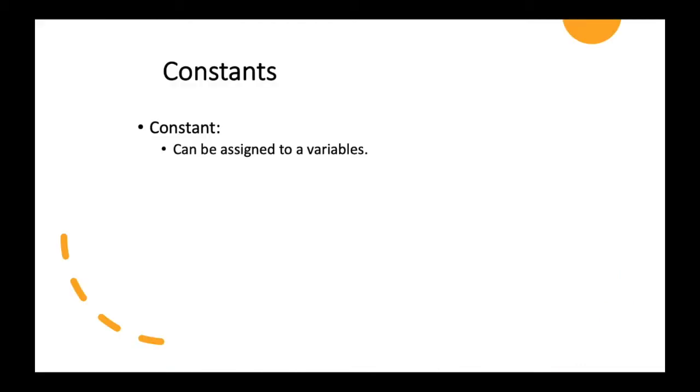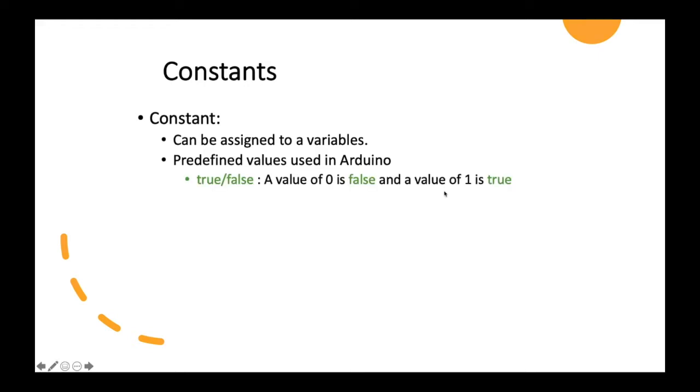Constants are predefined values in the Arduino programming language, and these constants make our code easy to read and easy to write. Constants can be assigned to a variable and we can perform all kinds of operations on them. True and false constants: a value of 0 is false and a value of 1 is considered true. Notice the lowercase in true and false. It has to be in lowercase.